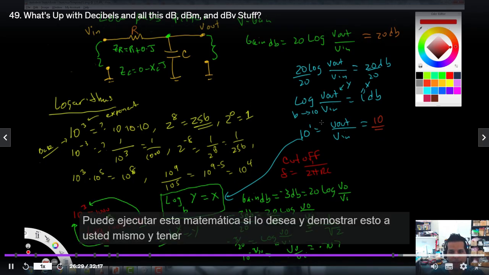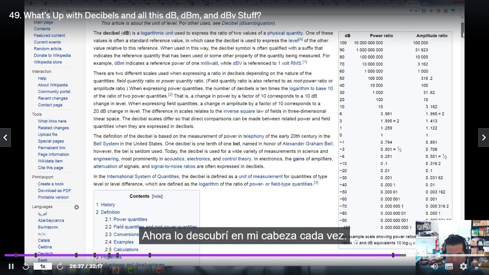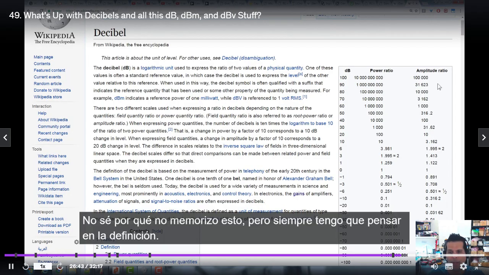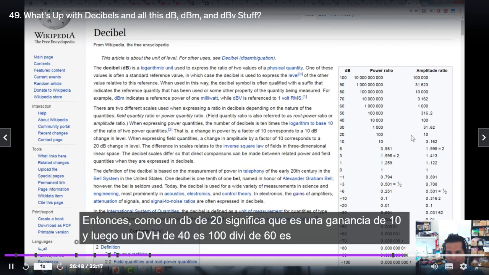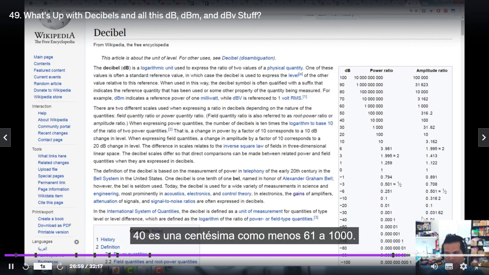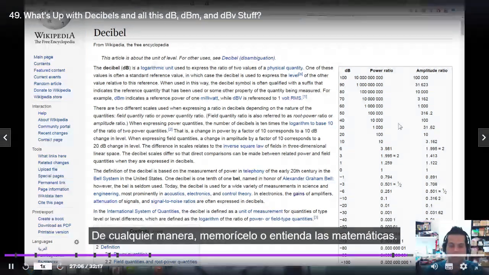You can run through this math if you want and prove this stuff to yourself and get a feel for it. A lot of people memorize this stuff pretty well. I actually figure it out in my head every time. I don't know why I don't memorize this, but I always have to think back to the definition. So a dB of 20 means a gain of 10, and a dB of 40 is 100, and a dB of 60 is 1,000, and then minus 3 is the 1 over the square root of 2, then minus 20 is 1/10, minus 40 is 1/100th, minus 60 is 1/1000th. For some reason, this table just doesn't seem natural to me. So either way, memorize it or understand the math.